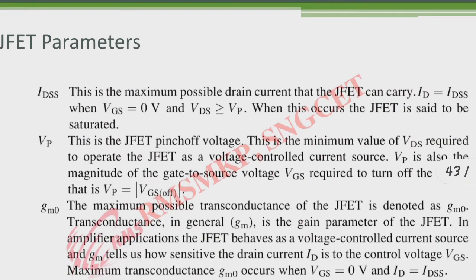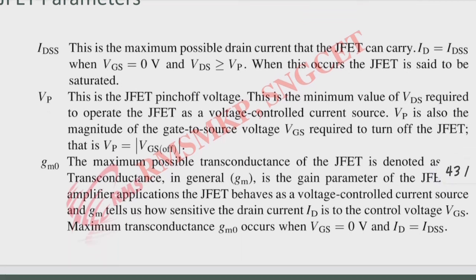JFET parameters. IDSS is the maximum possible drain current that the JFET can carry. ID equals IDSS when VGS is equal to 0 volt and VDS is greater than or equal to VP, where VP is the pinch-off voltage. When this occurs, the JFET is said to be saturated. VP, the pinch-off voltage, is the minimum value of VDS required to operate the JFET as a voltage controlled current source. VP is also the magnitude of the gate to source voltage VGS required to turn off the JFET. That is, VP is equal to VGS(off).